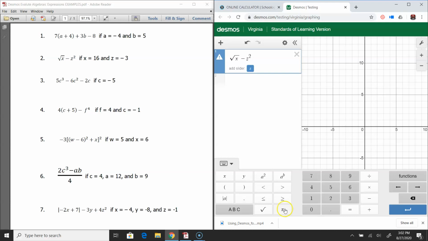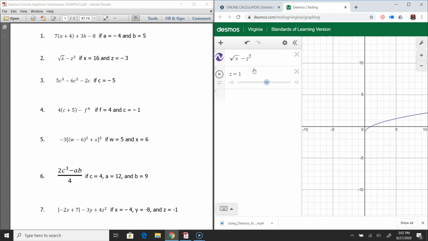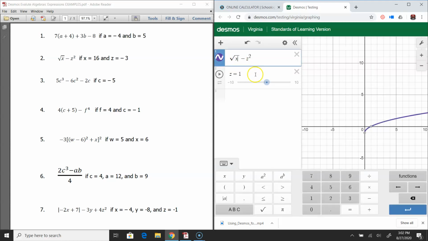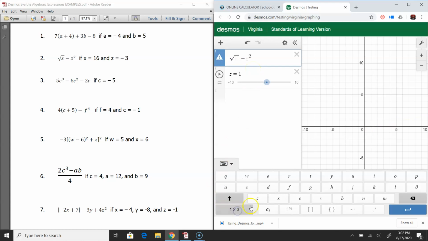All right, so we're going to add our slider. Hold on, it didn't give me an X slider. Why not? Okay, let's see. Let me go back up here and see if this makes a difference. If I backspace and then use an X from here. No, it doesn't make a difference.